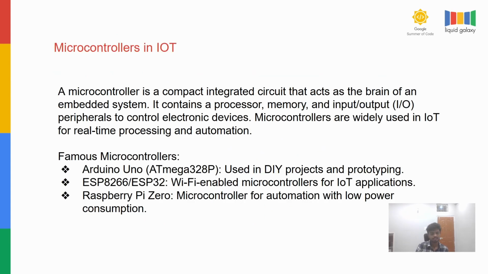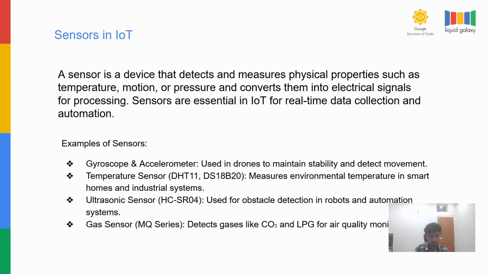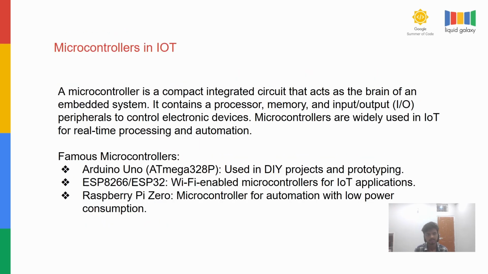Now, IoT comprises three things: microcontroller, sensors, and actuator. Microcontroller. A microcontroller is a compact integrated circuit that acts as the brain of an embedded system. It contains a processor, memory, and input-output peripherals to control electronic devices. Microcontrollers are widely used in IoT for real-time processing and automation.